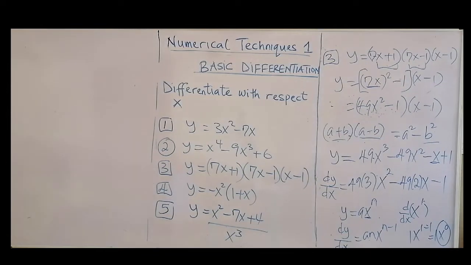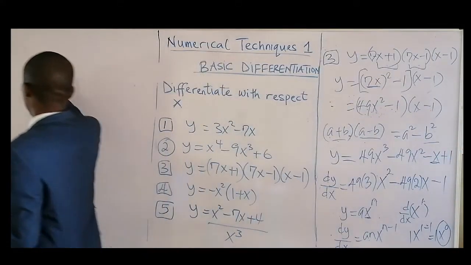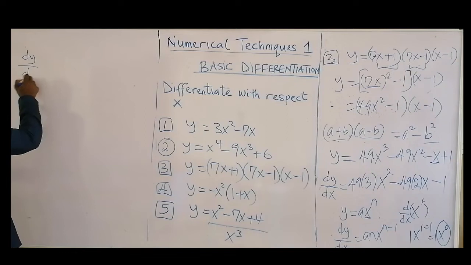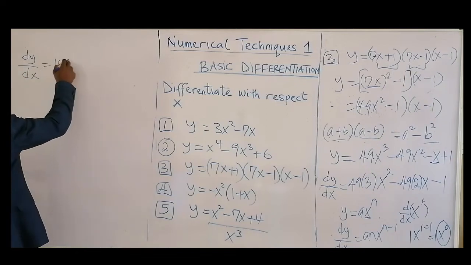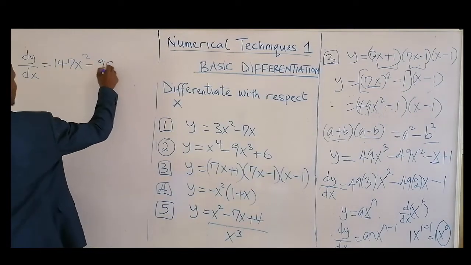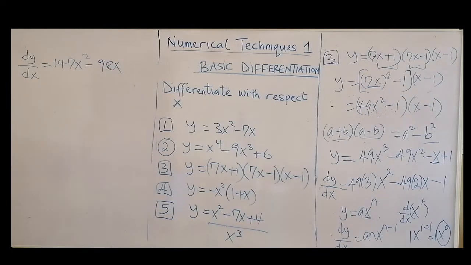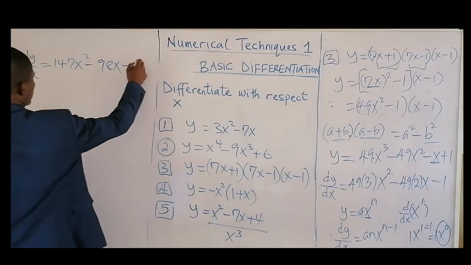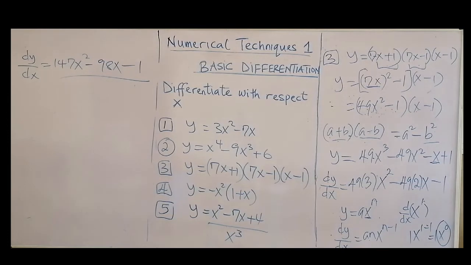Okay, so let's do the final conclusion of this question. 49 times 3, that's 147. So dy/dx is equal to 147x squared. Then the second one, 49 times 2, that's minus 98x. And then finally, minus 1. So that's the answer for that question.